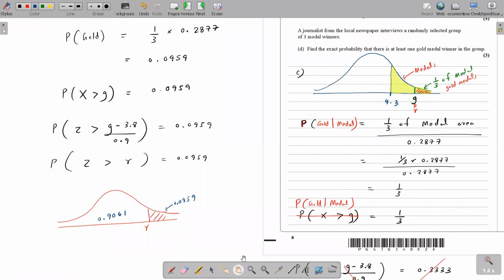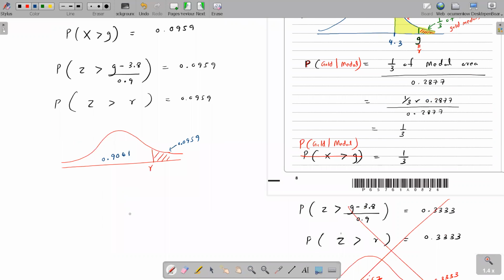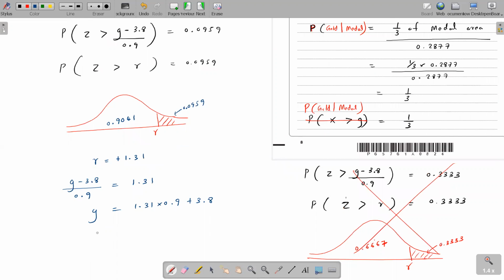So your R value is a positive figure, right? It's not negative. R is positive 1.31. So R is G minus 3.8 over 0.9 equals 1.31. So G equals 1.31 times 0.9 plus 3.8. How much is it? This is the distance you need to achieve to get a gold medal.